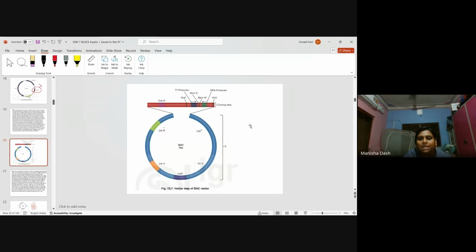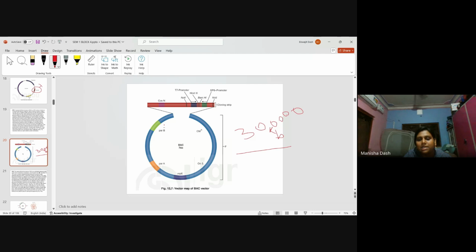Then comes the bacterial artificial chromosome. As we discussed, they have high intake capacity. That means within the bacterial artificial chromosome, you can insert a gene which has almost 300 kilobase pair sequence. Whatever ATCG sequence is there in the DNA, 300 kilobase pair means three zeros more, so you can put a gene sequence that has almost 3 lakh base pairs in this bacterial artificial chromosome.